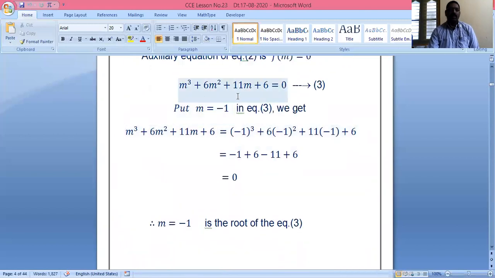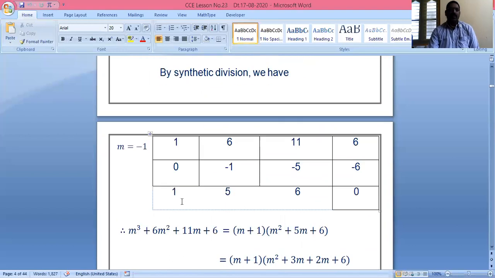1, 6, 11, 6. Right. 1 plus 0 is 1. 1 into minus 1 is minus 1. 6 minus 1 is 5. 5 into minus 1 is minus 5. 11 minus 5, 6. 6 into minus 1, minus 6. 6 minus 6, 0.